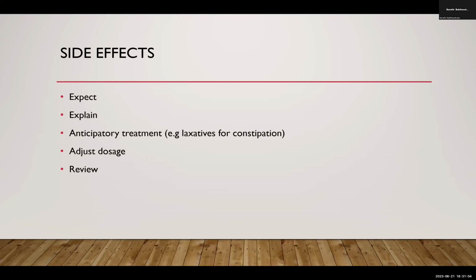Always remember, side effects need to be given thorough attention, especially if you have given strong opiates. So expect side effects to occur and be prepared, and explain to the patient and family well in advance. For example, if you write morphine, they may have constipation. You need to explain that, and how you are going to treat it is also very important. So anticipatory treatment, as I said, laxative for constipation, and adjust the dose depending on the pain relief or the side effect, and review whether the side effect has subsided or is getting worse. Then you need to think of changing the pain medication.